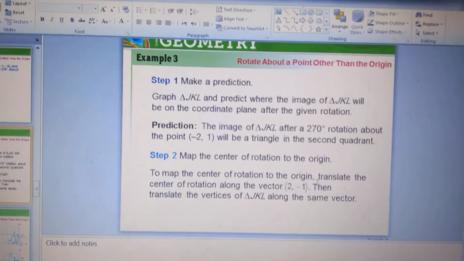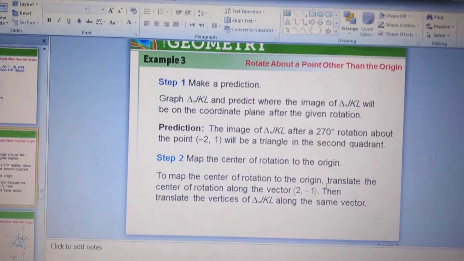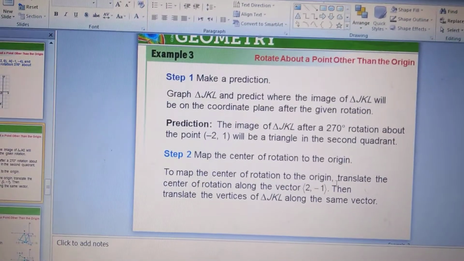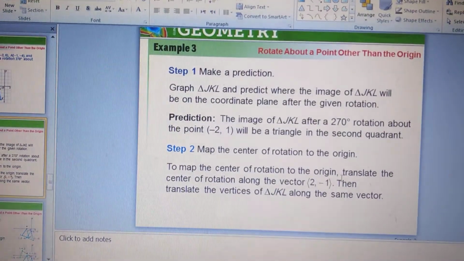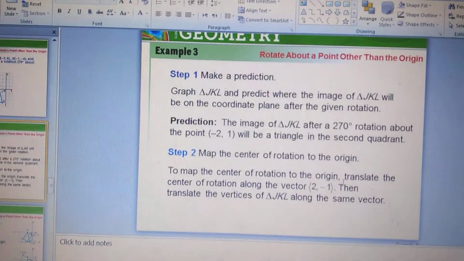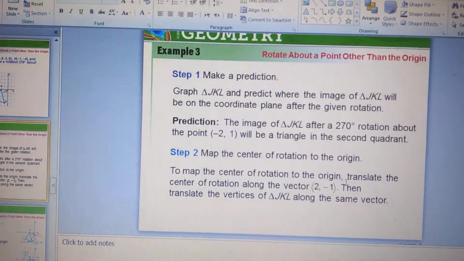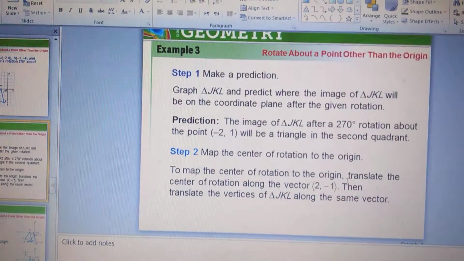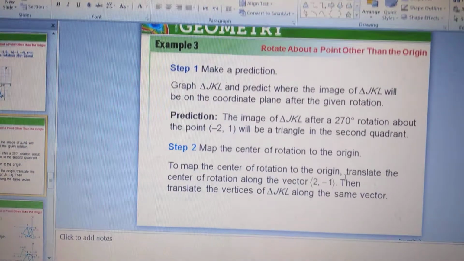The second point in our lesson: how to rotate about a point other than the origin. When I want to rotate around this point, first I must make a prediction. For example, here he gives me triangle JKL and he wants me to rotate it 270 degrees around a point, which is (-2, 1). Always when I rotate, I turn the figure.